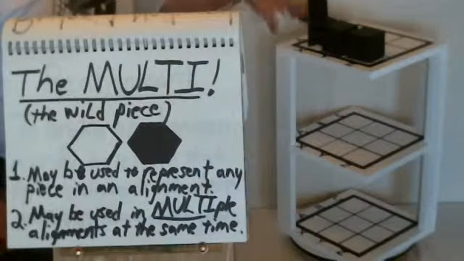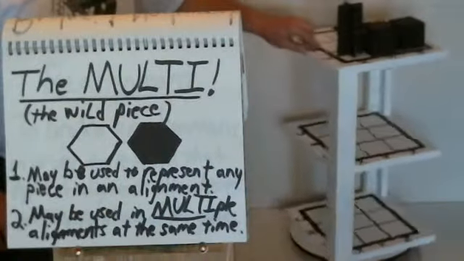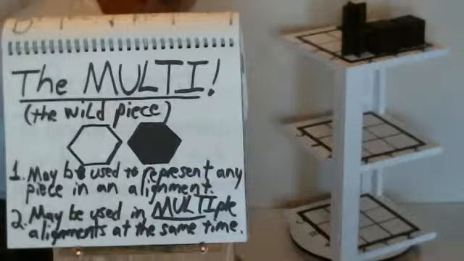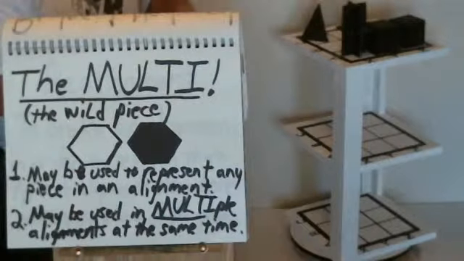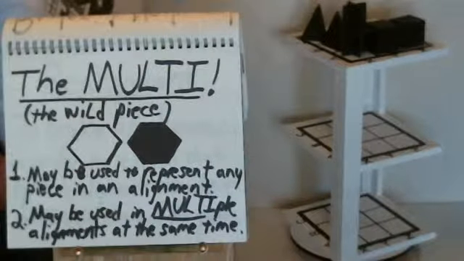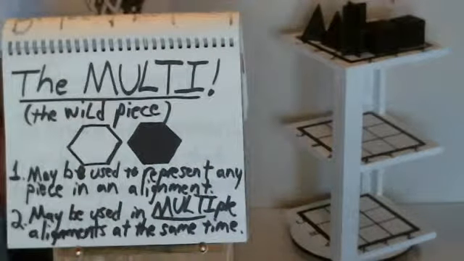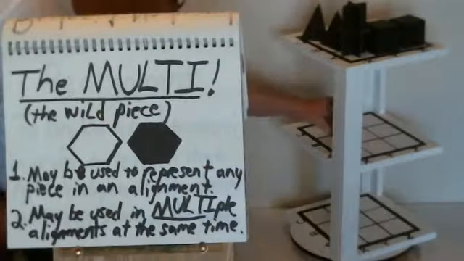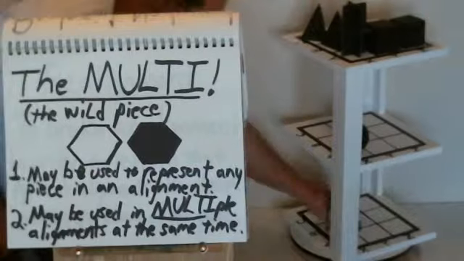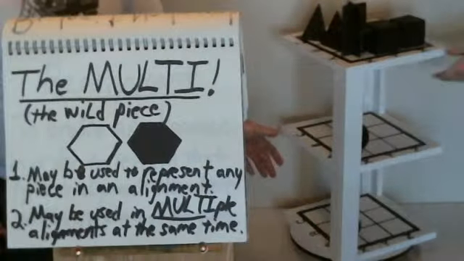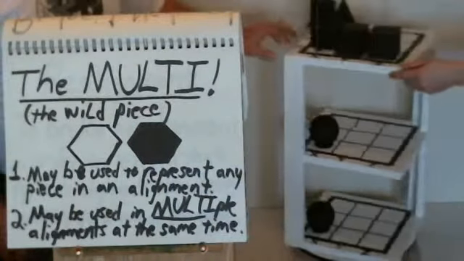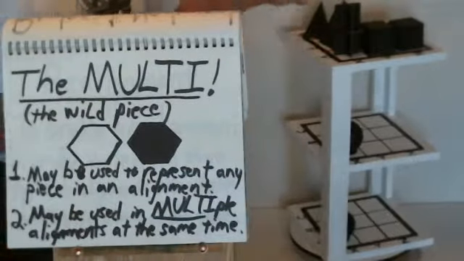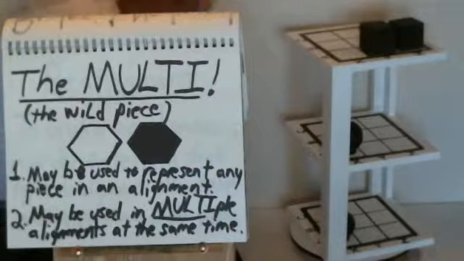Now the important part to remember about this is that the multi can also be used in multiple alignments at the same time. So if it were played here, you would have 2 alignments. You would have your flats and your points. And if you're really tricky, you could even get 3 alignments on it, flats, points, and rounds. So it can represent any other piece, and it can be used in multiple alignments at the same time. That's all pretty easy.